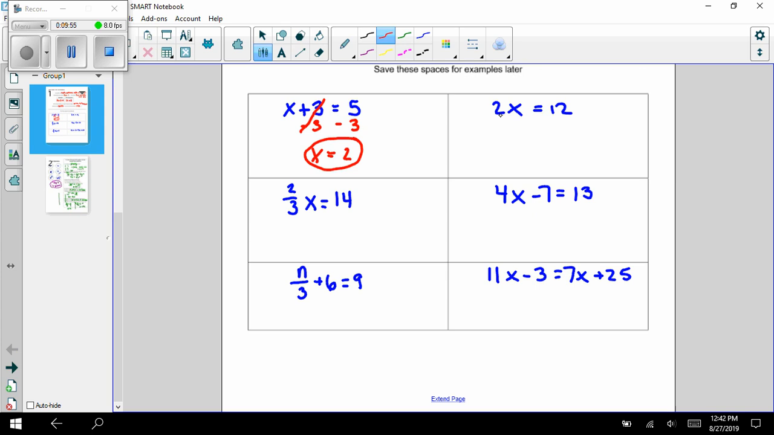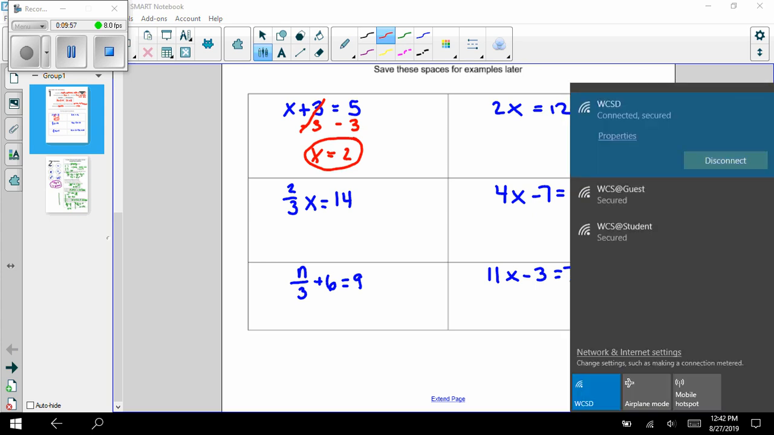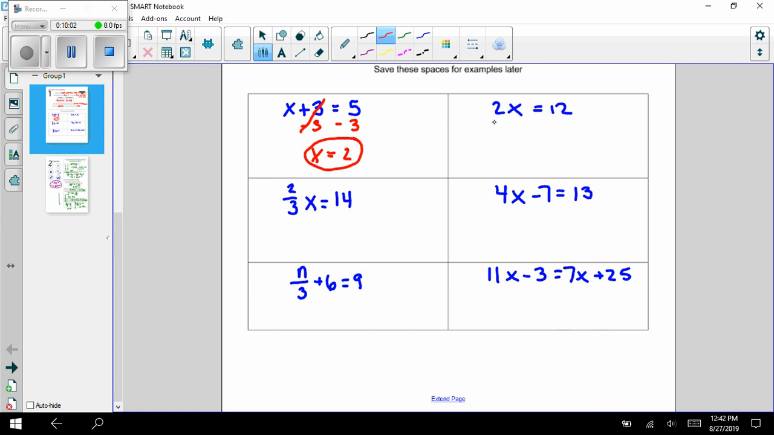Next example, we have 2x, which is another way of saying 2 times x. So the opposite of times is divide. And we're going to divide by 2. I'm left with x equals 6.